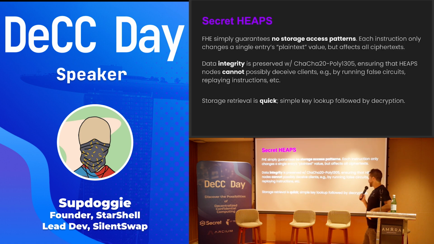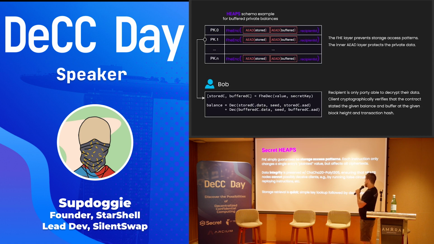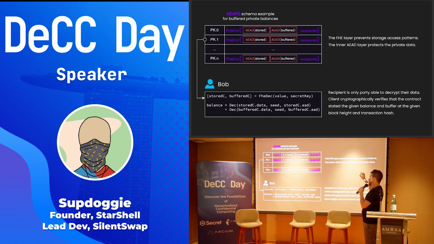Okay, so next slide. Again, with fully homomorphic encryption, we're avoiding storage access patterns. Data integrity is preserved with other types of encryption, namely ChaCha20 and Poly1305, so that no one except the intended recipient can actually decrypt the information about their key. So we're able to scale outside of the trusted execution environment without compromising privacy. And next slide. This is a more detailed view of how that actually works.